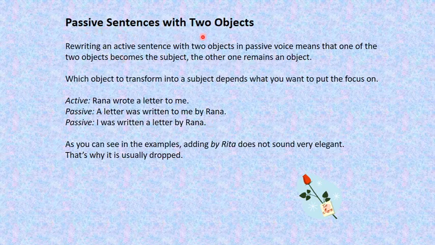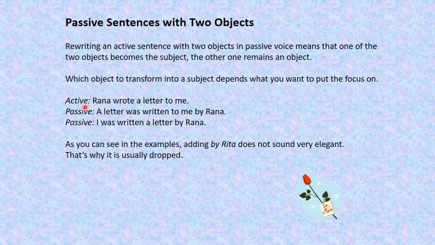Passive sentences with two objects. Rewriting an active sentence with two objects in passive voice means that one of the two objects becomes the subject, the other one remains an object. Which object to transform into a subject depends on what you want to put the focus on.